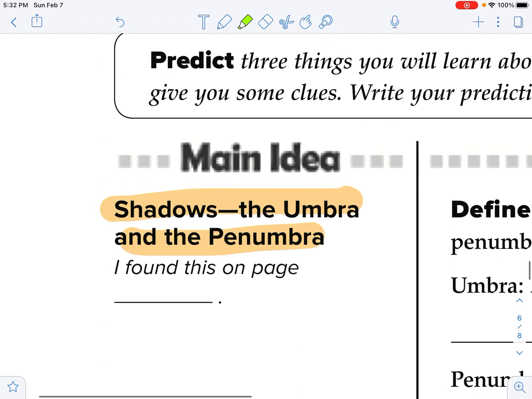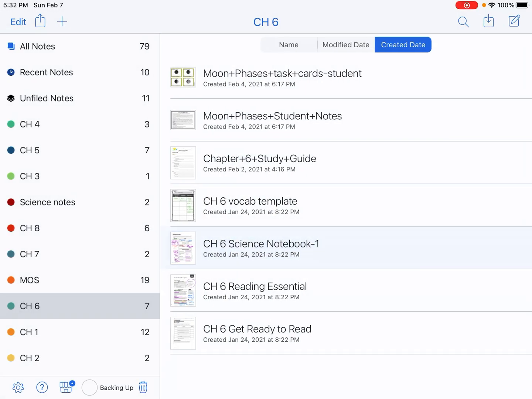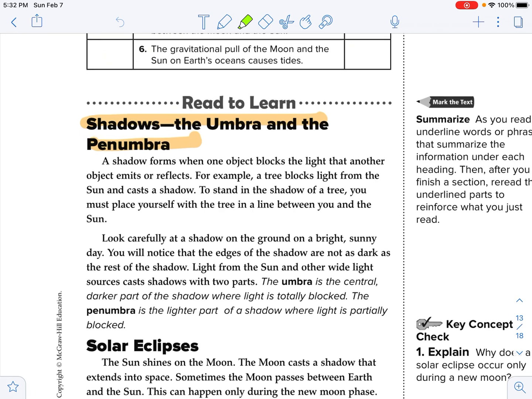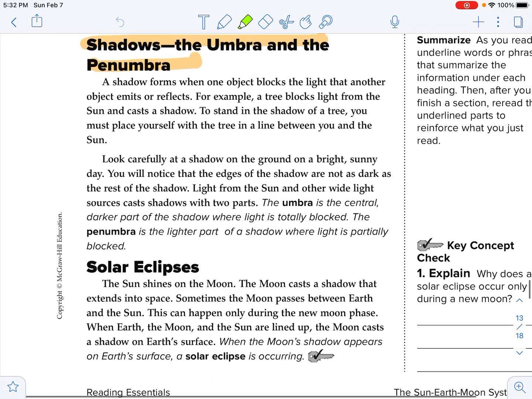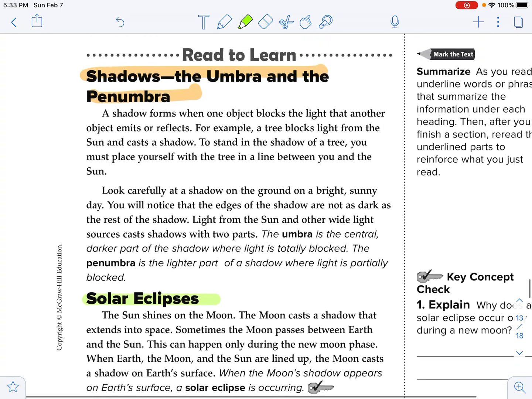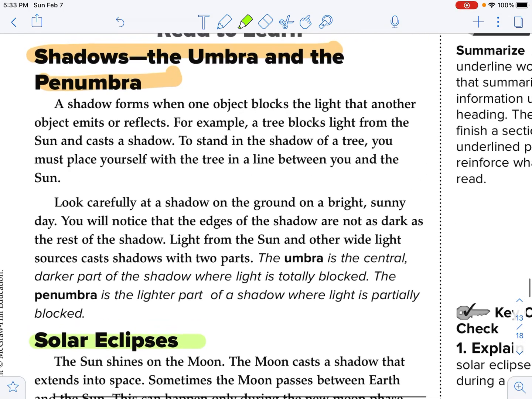All right, so let's go into our reading essentials and mark those as well. So I've already marked the orange for the shadows and the umbra, and then the solar eclipses in green. Okay, all right.